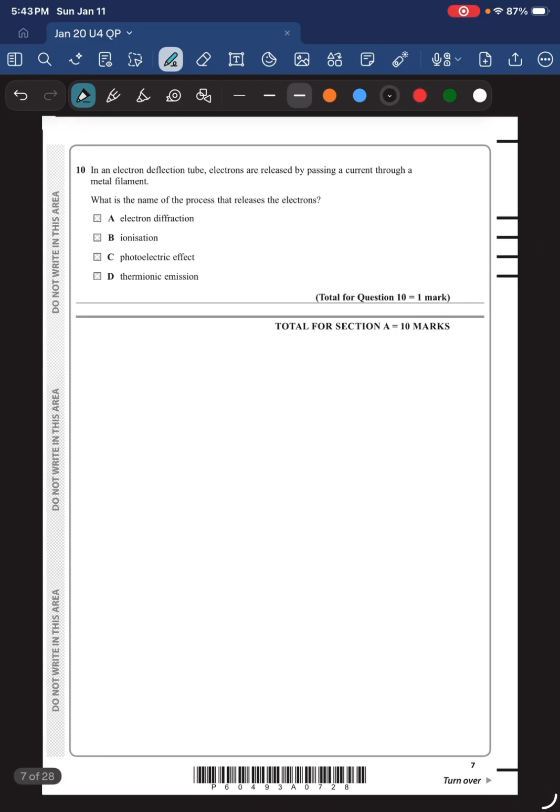Let's go to question 10. In an electron deflection tube, electrons are released by passing a current through a metal filament. What is the name of the process that releases the electrons? It's an easy one. It's thermionic emission. It's one of the things that you should know for A-level physics.